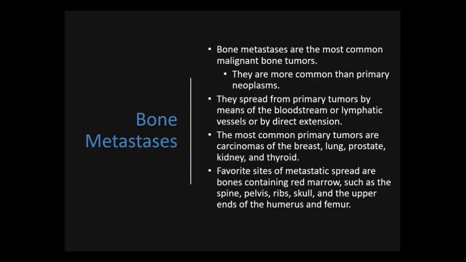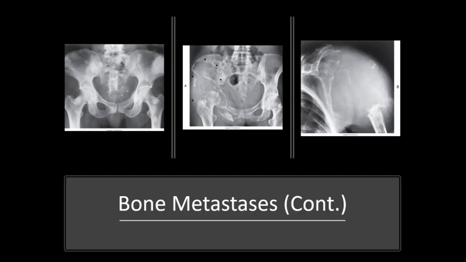Bone mets are common malignant bone tumors. They are more common than primary ones. They spread from primary tumors by means of blood or lymphatics. Most common primary tumors are carcinoma of the breast, lung, prostate, kidney, and thyroid. Favorite sites of metastatic spread are bones containing red bone marrow, such as the spine, pelvis, ribs, skull, and upper ends of the humerus and femur.